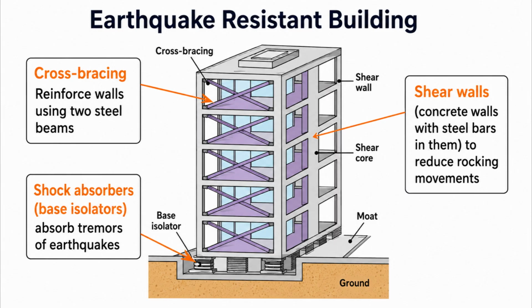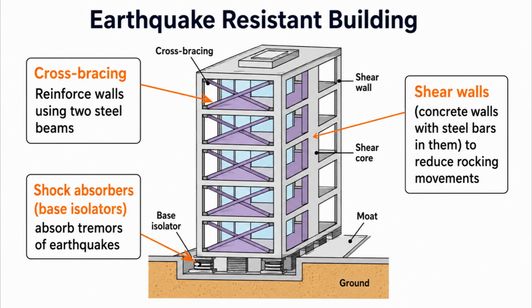The picture shows an earthquake-resistant building and the different features that help it stay safer during an earthquake. The building has cross-bracing, which means steel beams are placed in an X shape to strengthen the walls and stop the building from bending too much. It also has shear walls, which are strong concrete walls with steel bars inside them to reduce rocking movements.